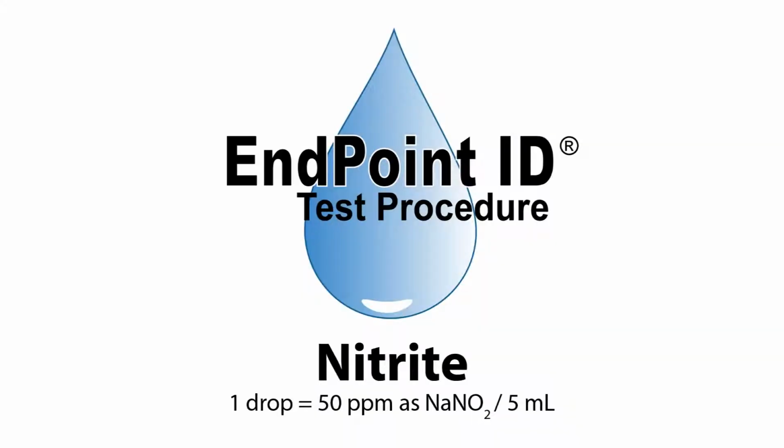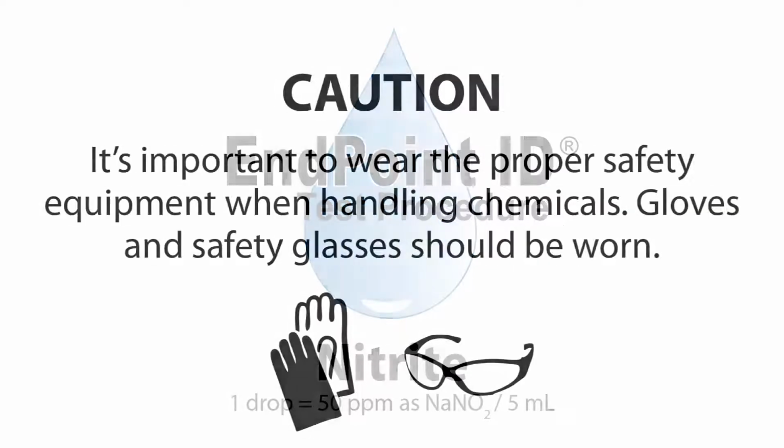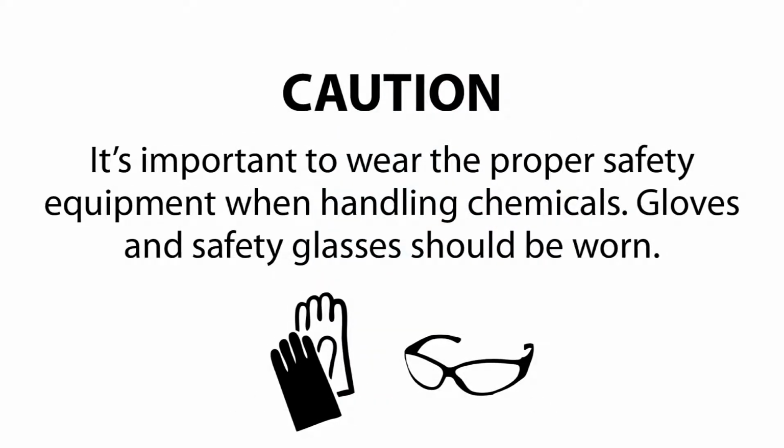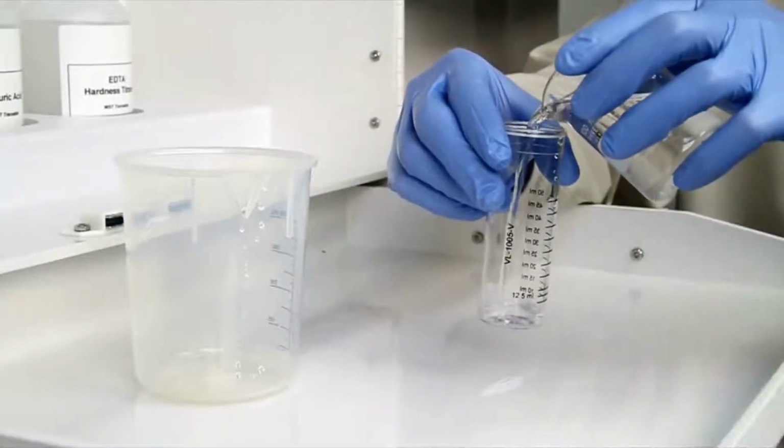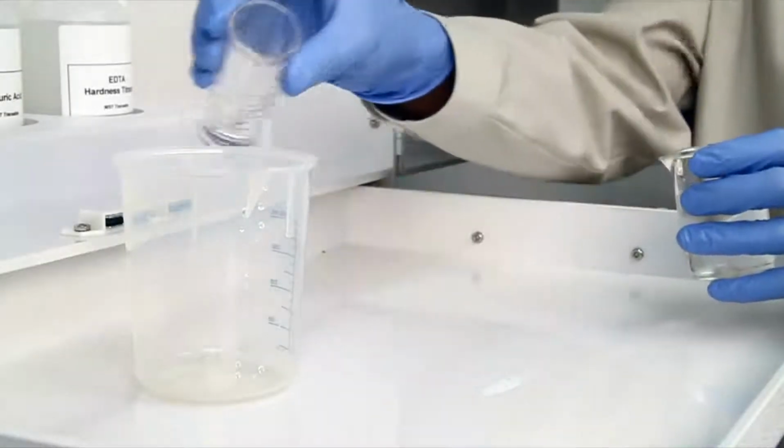This is a demonstration of a nitrite drop count test kit using endpoint ID procedures. The first step according to the endpoint ID procedure is to gather an accurate sample.